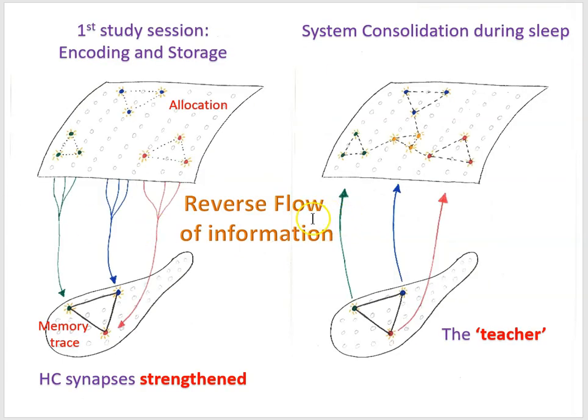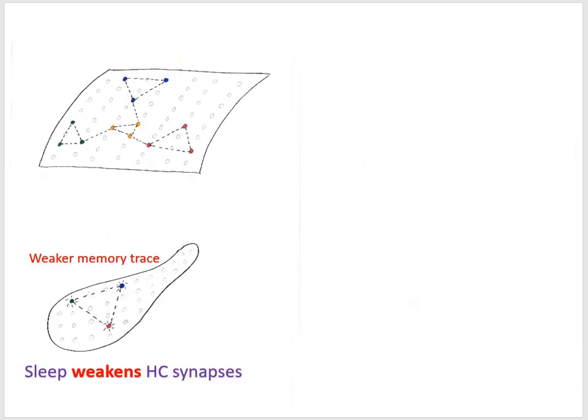Now, notice there is a reverse flow of information during system consolidation. So when we were learning, it was from cortex to hippocampus, but when we're consolidating, it's hippocampus to cortex. And that makes sense if the hippocampus is necessary in order to help the cortex strengthen these memory traces. But another process happens during sleep, and that is that in the hippocampus itself, the synapses between those allocated hippocampal neurons will be weakened.